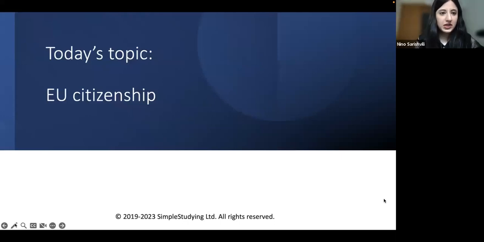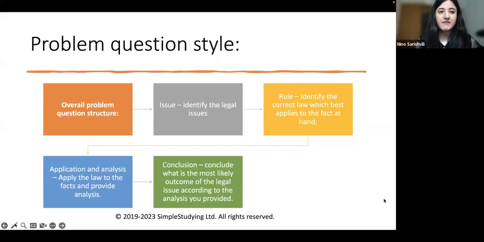Today's topic will be EU citizenship. This is a very common examinable topic for EU law. That's why I have chosen it. And first of all, we will go through the problem and essay question style, how you should answer problem and essay questions, and then we will focus on a specific question on EU citizenship.